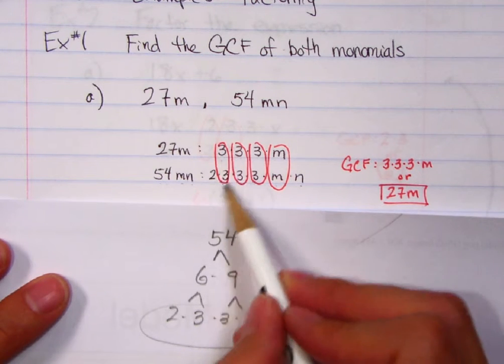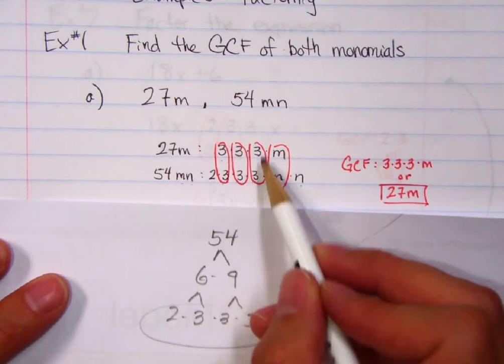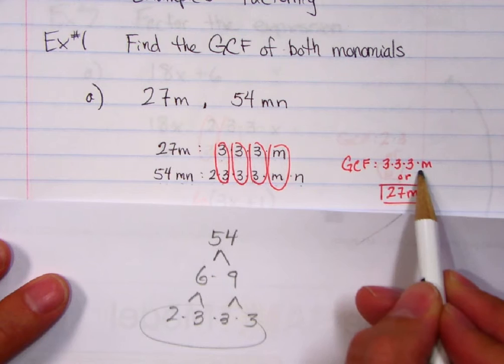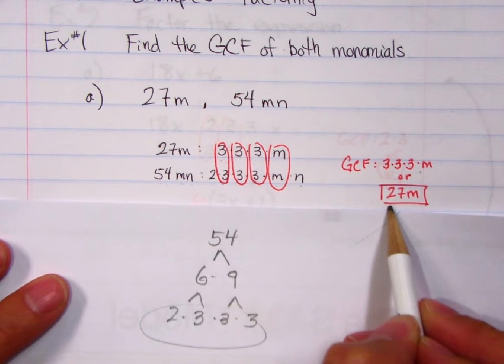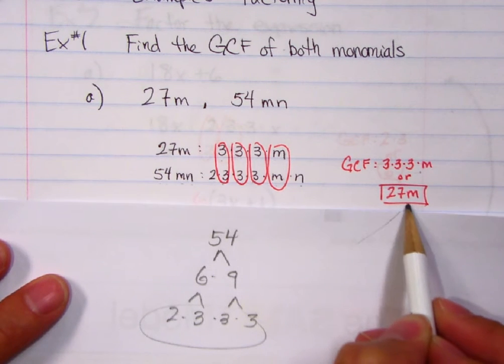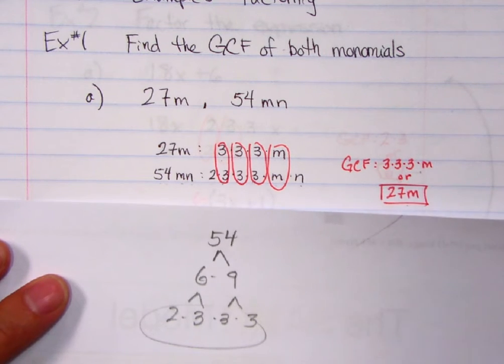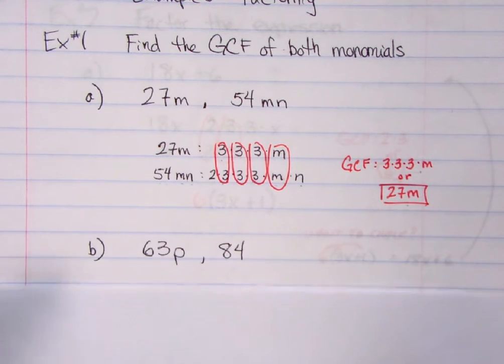Last but not least, look to circle what they have in common. A 3, a 3, a 3, and an m. Wrote that there, which if you multiply out is 27m. That's it. That's what they have in common. There's your GCF. Let's take a look at these two numbers.